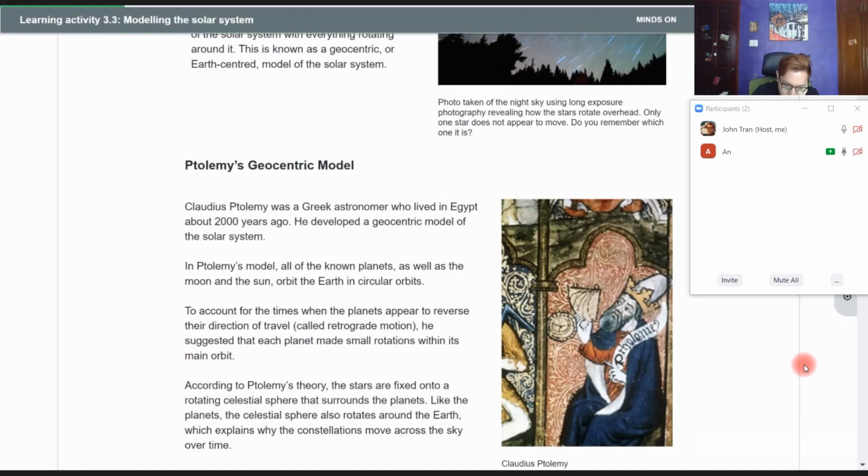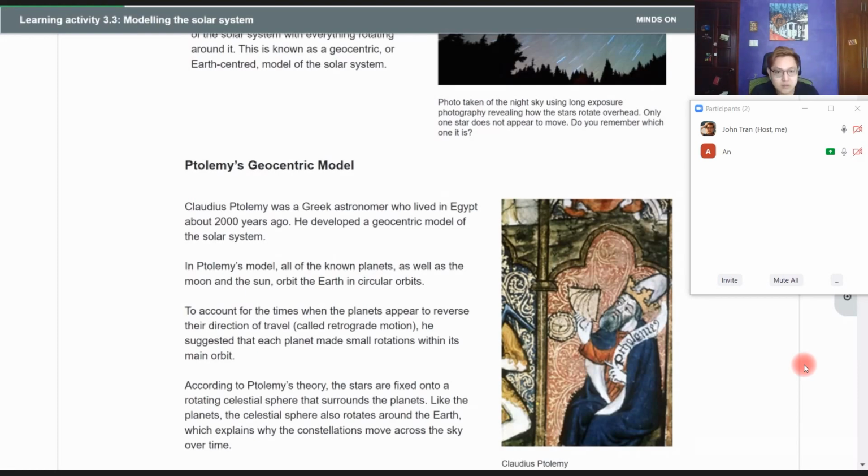Claudius Ptolemy was a Greek astronomer who lived in Egypt about 2000 years ago. He developed a geocentric model of the solar system. In Ptolemy's model, all of the known planets, as well as the Moon and the Sun, orbit the Earth in circular orbits. To account for the times when the planets appear to reverse their direction of travel, called retrograde motion.